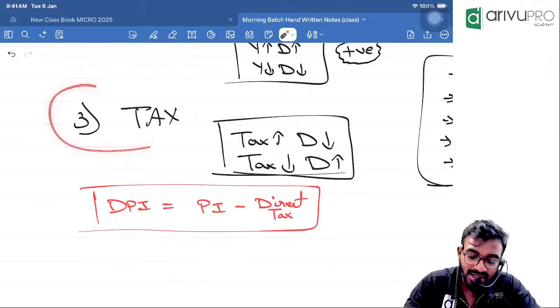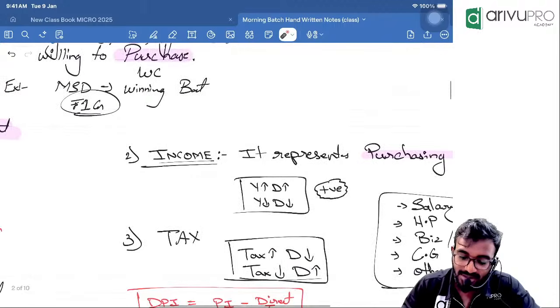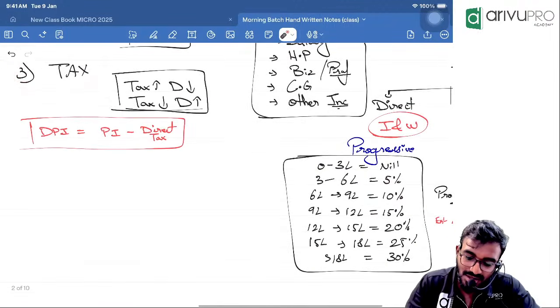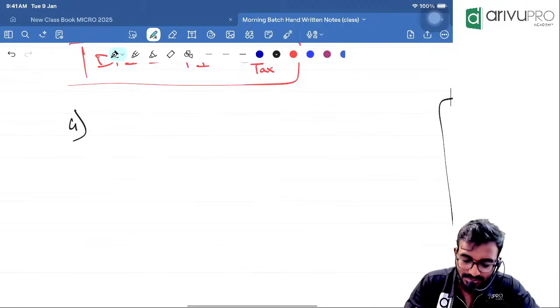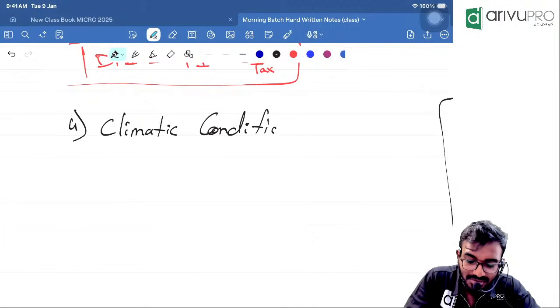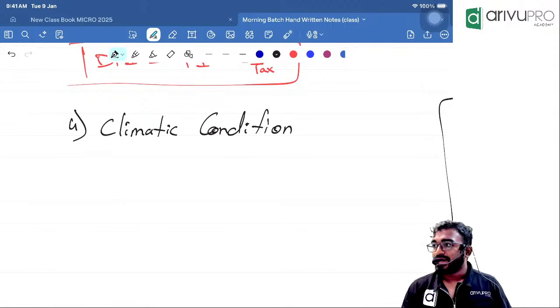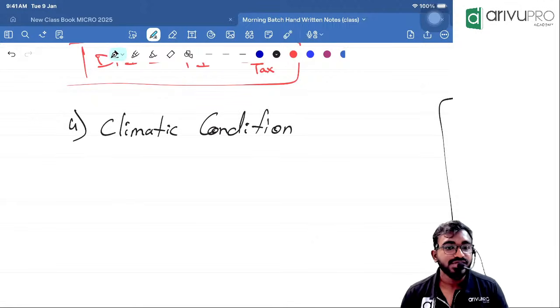Clear? So, this is point number 3. Point number 1 we spoke about. Point number 2, income, we spoke about. Point number 3 is this, and after this, the next 3 points are easy. Point number 4. What is it? Climatic. By one or another way, due to change in climate, demand for the goods and services will also vary.